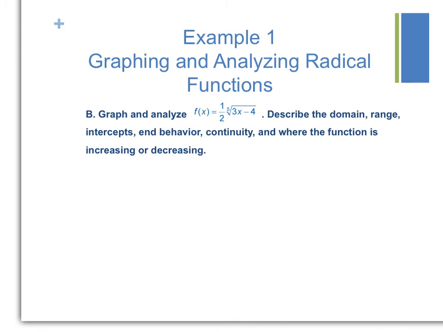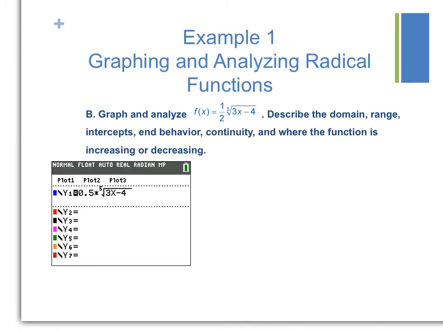This time we're going to graph and analyze f of x equals 1/2 times the fifth root of 3x minus 4. When we graph and analyze radical functions, sometimes it's difficult to type in the radical depending on how high your index is, this number right here. This time our index is 5, and we have to graph this on our graphing calculator by using a symbol under the math menu, which is called the xth root.